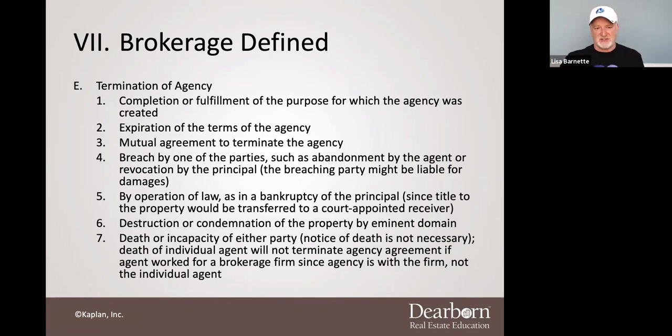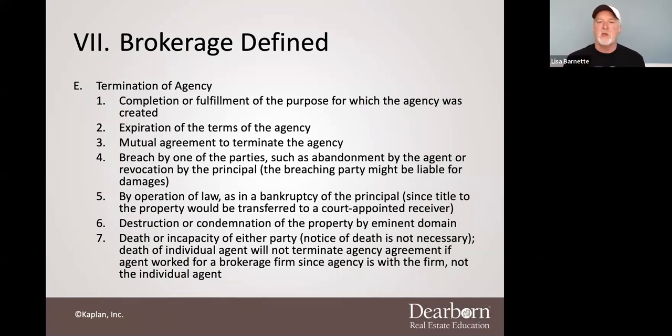Termination of agency. The reason I inflect on agency is in the next chapter, we're going to talk about termination of contracts. And you're going to see how they're different. You're going to compare and contrast how it's the same and how it's different. Right now, we're talking about how do you terminate an agency agreement.